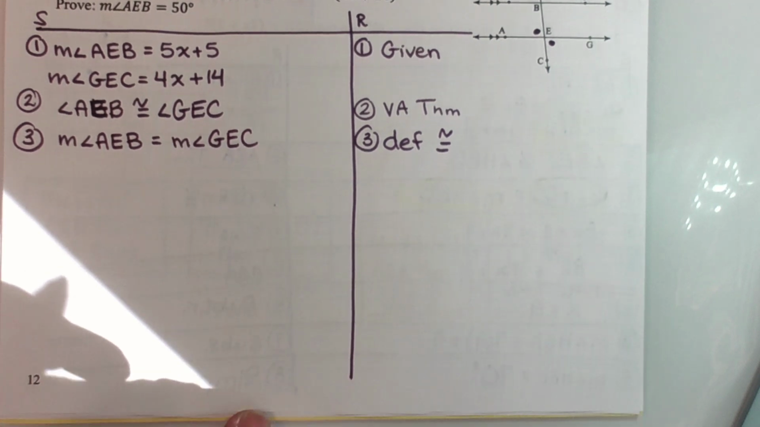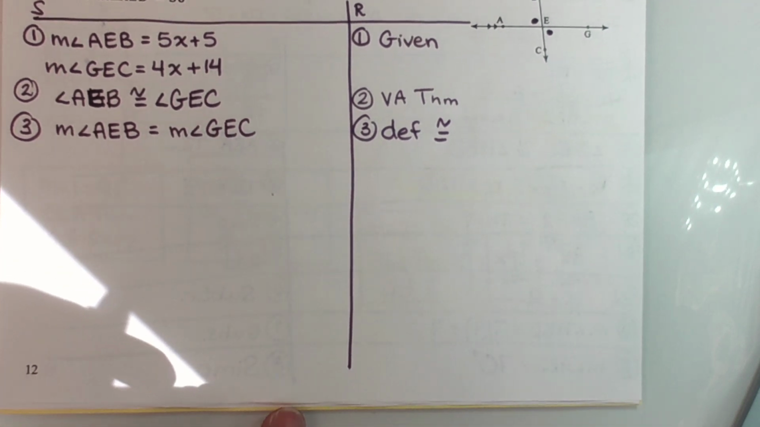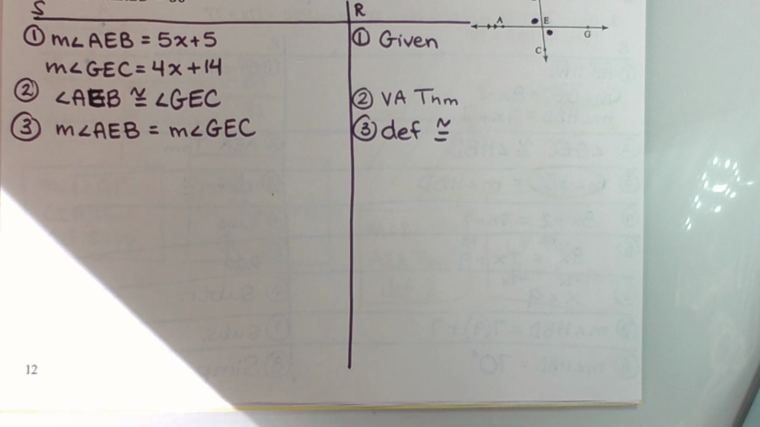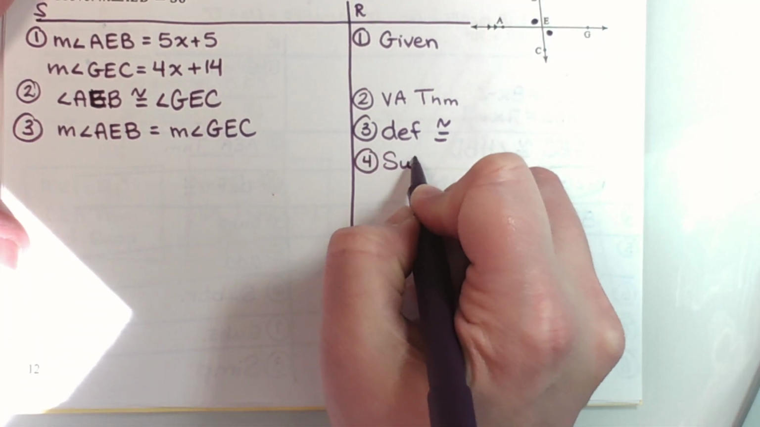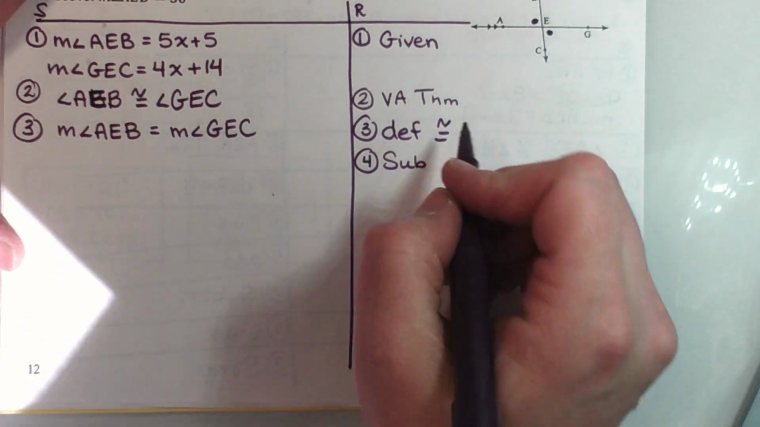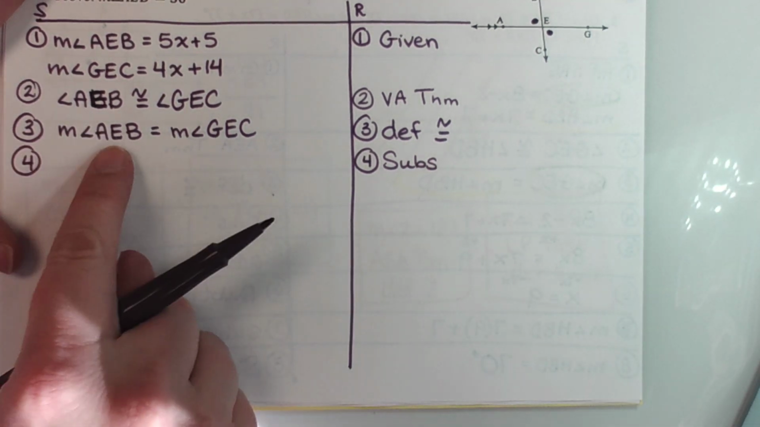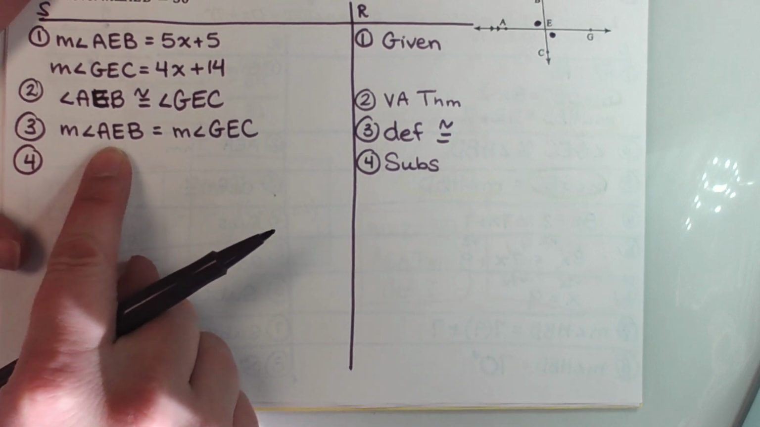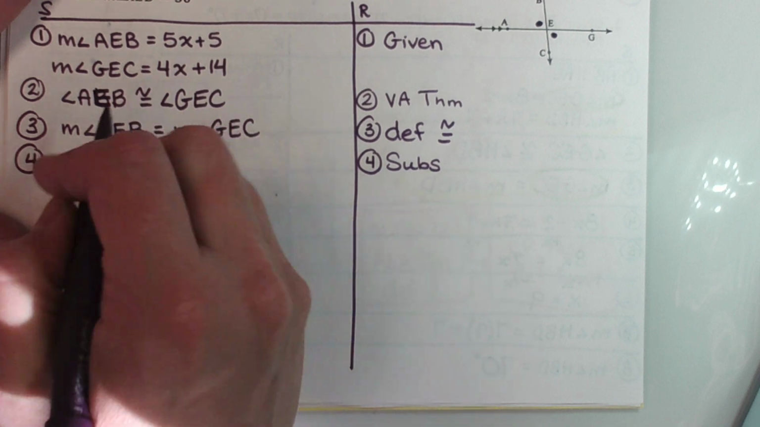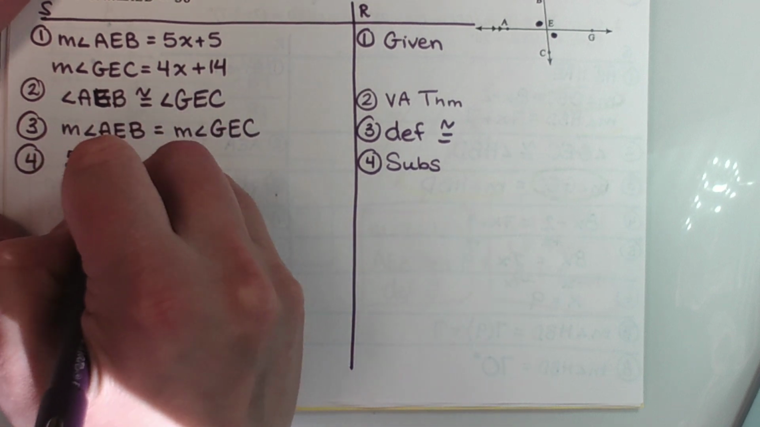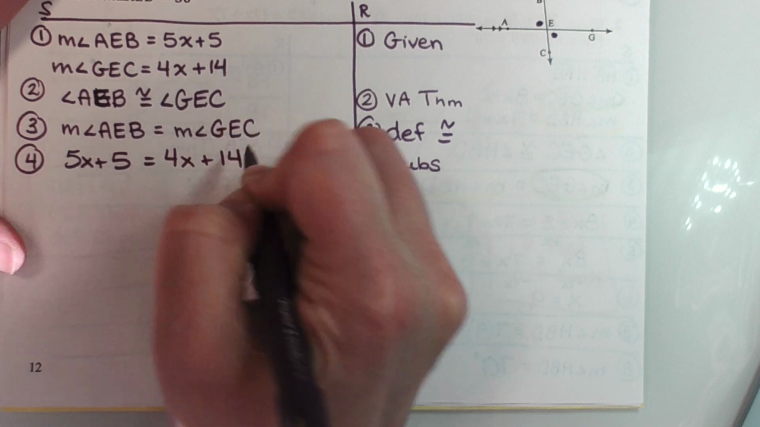I put the M's here. Am I supposed to have the M's? Yes. What was that, Jerry? Now we substitute. SUB. What is the measure of angle AEB? What can I replace that with? 5x plus 5. GEC? 4x plus 14.